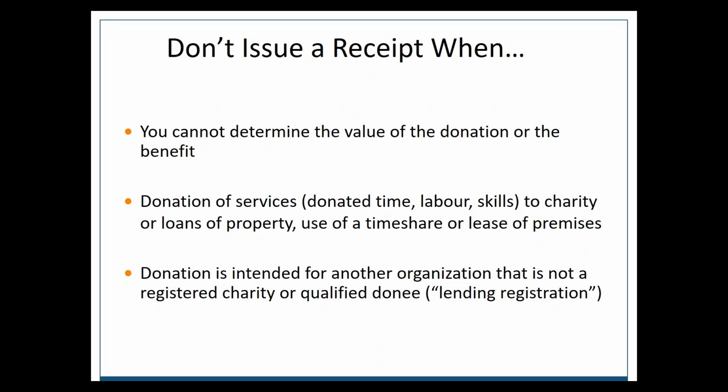So, for example, you don't issue a receipt when you cannot determine either the value of the donation or the benefit or advantage that the person is receiving. So if you can't determine either of those, you don't issue a receipt. Donations of services, we mentioned, so that includes time, labor, or skills to a charity. You don't issue receipts for that.